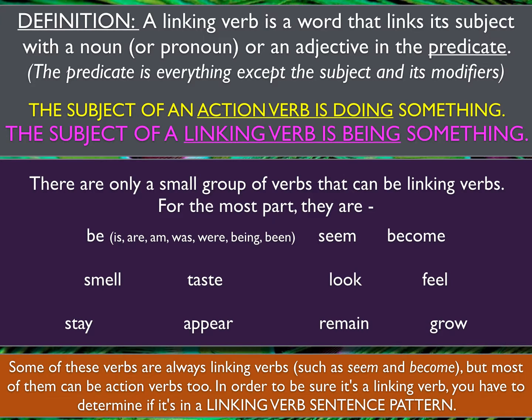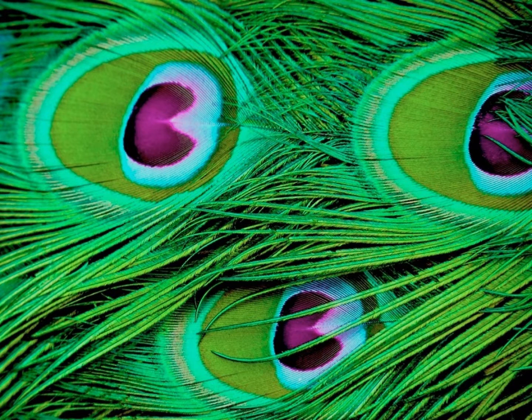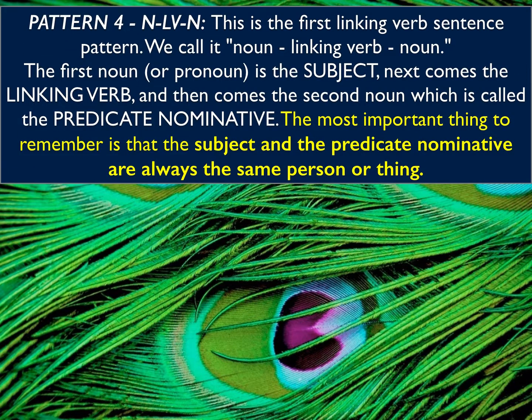Some of these verbs are always linking verbs, such as seem and become. So remember that. Seem, become, always linking verbs. But most of them can be action verbs too. In order to be sure it's a linking verb, you have to determine if it's in a linking verb sentence pattern. So that's why we have to study these patterns. The patterns let you know how to identify the verbs. So let's look at pattern 4.